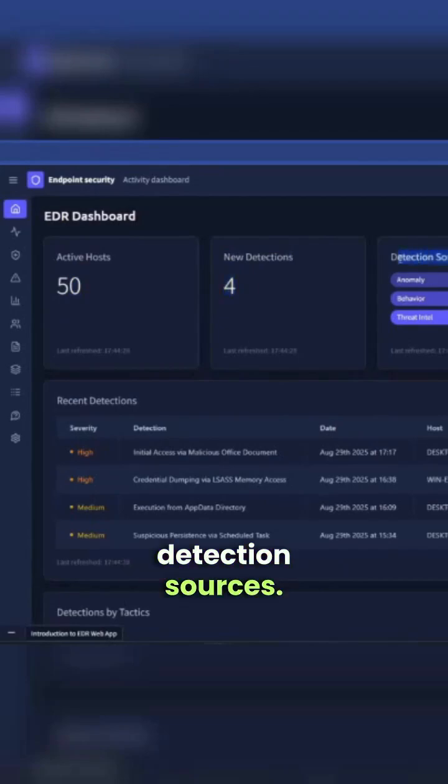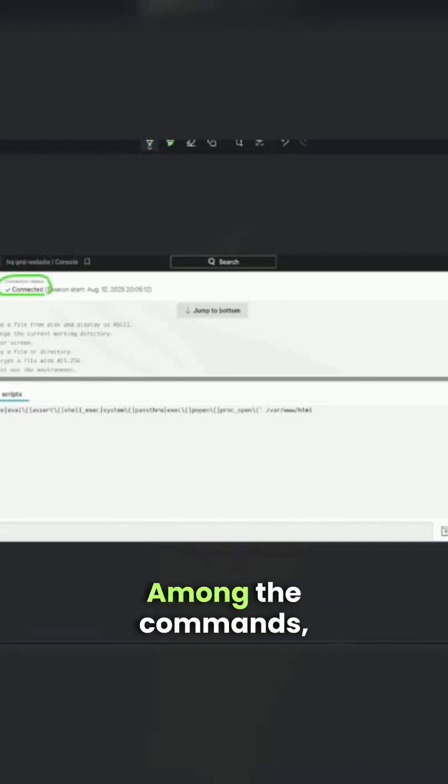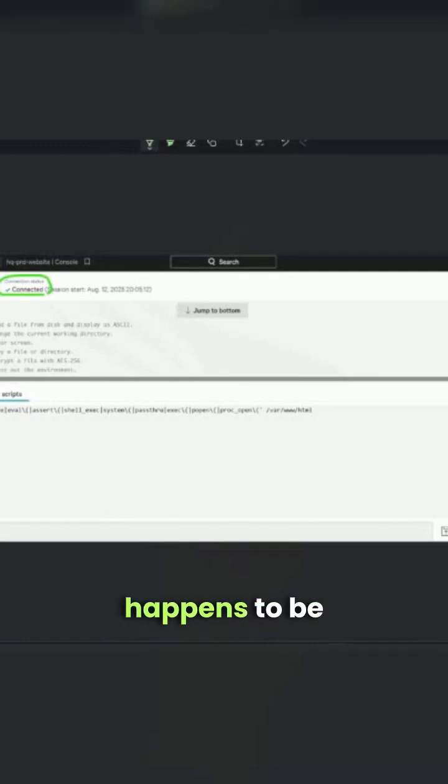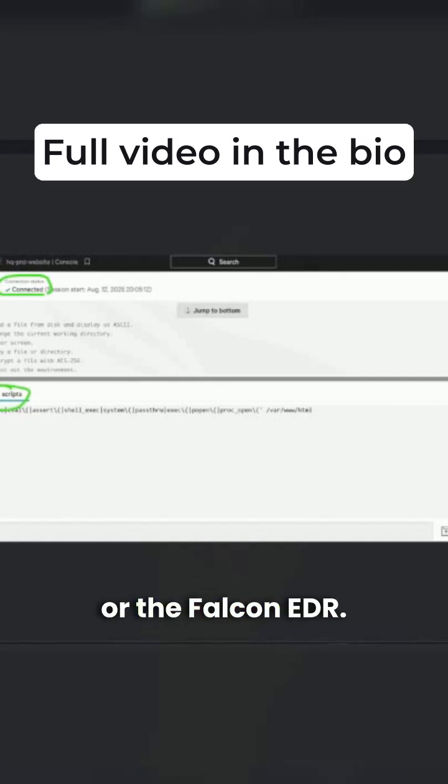protecting. Detection sources: you can remotely connect to the host and execute commands, just like when you connect through SSH or PSExec. Among the commands, it depends on the host, of course. This happens to be a Linux host. You can execute these commands, and you can also run scripts. And this happens to be Falcon Real-time, or the Falcon EDR.